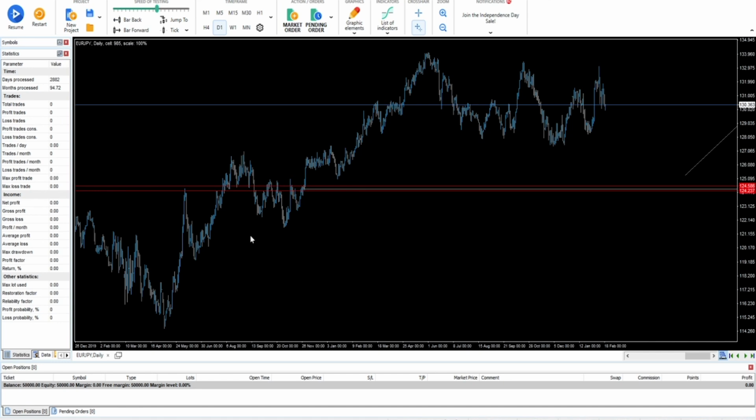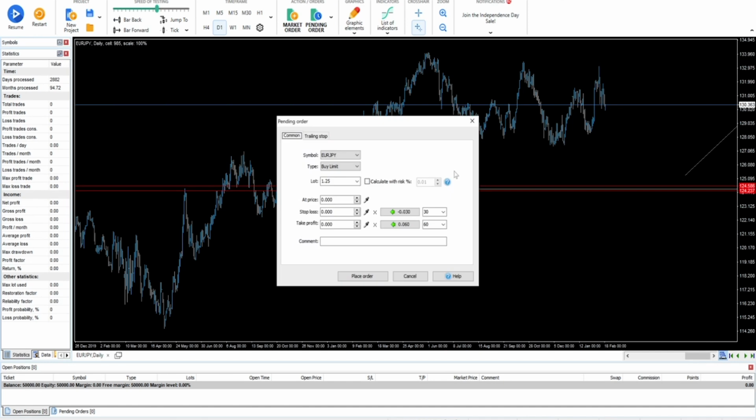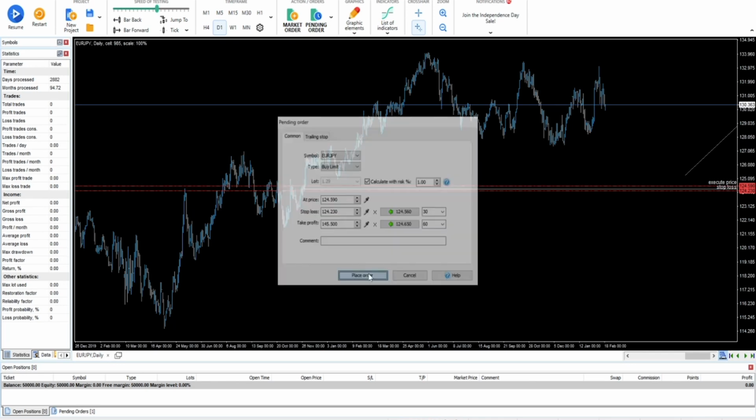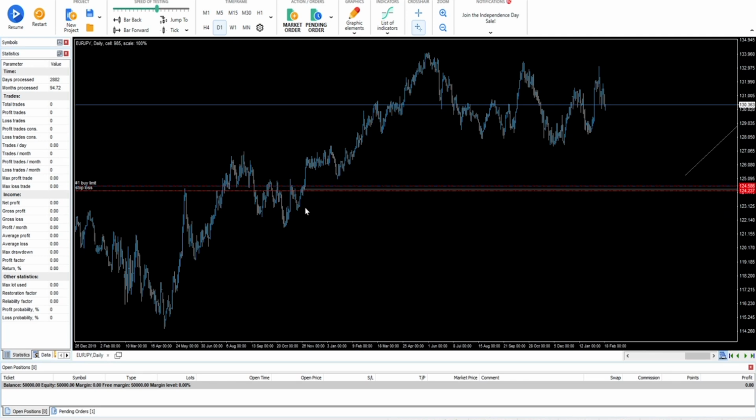So what we can do with Forex Tester is actually add a new order. The pending order is going to go on at 124.59. Stop loss for this trade is as follows: 124.23, and our take profit I think is into around 145.5. That might be wrong, but I'll go and check that in a moment. And what we can actually do in here as well, which is why I like this one so much, we can calculate 1% risk. So if we just click calculate with risk 1%, place our order, now our trade is on. We have our buy limit, our stop loss, and then our take profit.